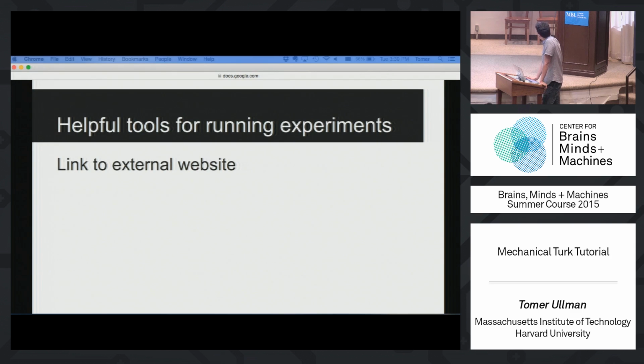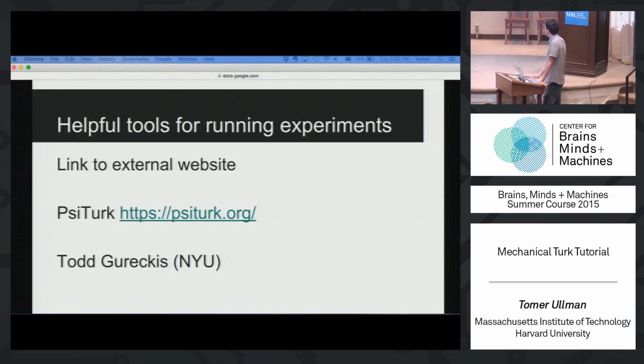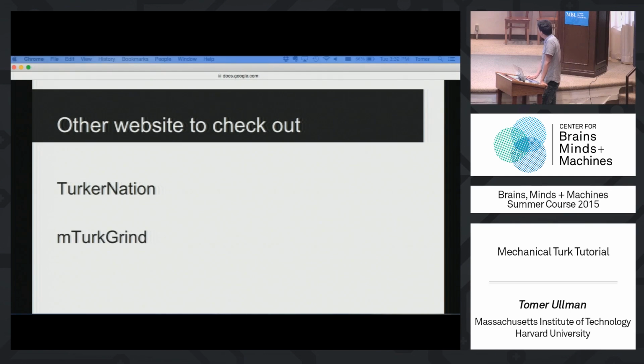Okay. There's various helpful tools for running experiments. If any of you are interested in this, reading more about it, much more in depth, how to actually run an experiment, things like that, come talk to me afterwards, or look at Todd Gureckis' website. The other websites that you should check out, these are the forums that you should probably know about, Turkernation, mTurk Grind, and Turkopticon. These are useful both to get a sense of how your task is doing. Are people sort of responding to it, saying something about it? It's also a good place to publicize your study.